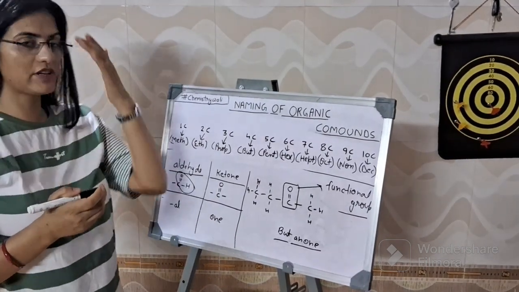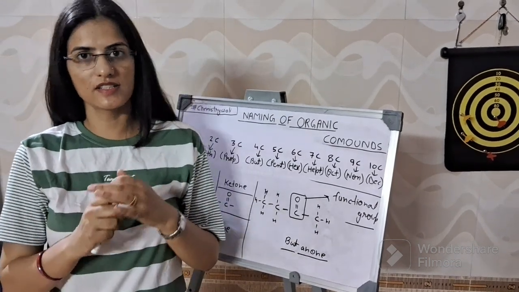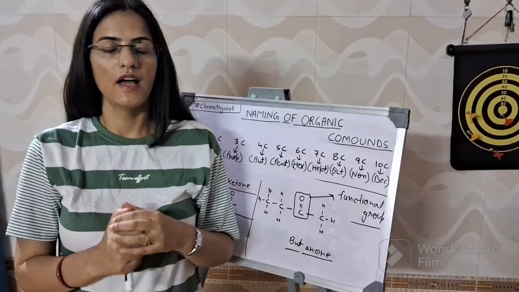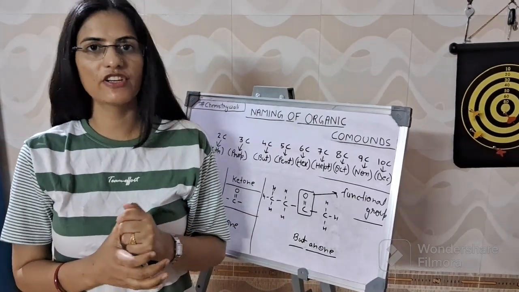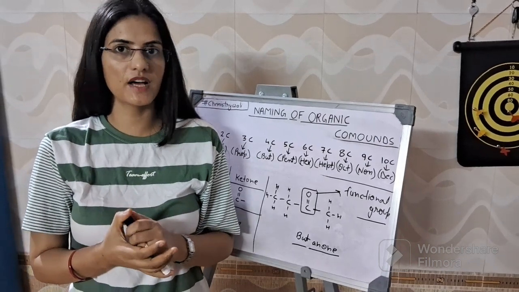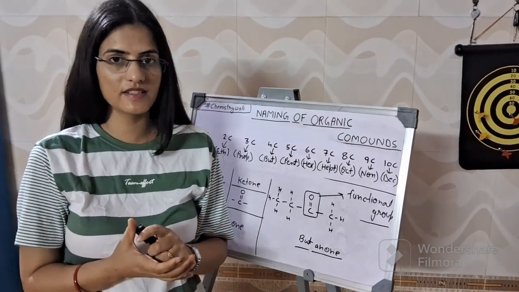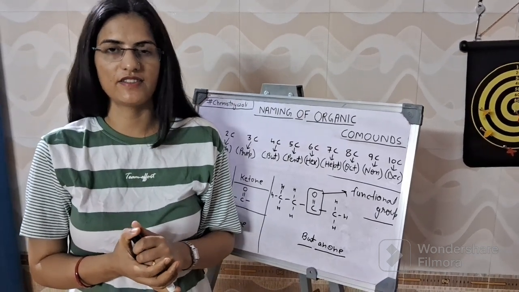In today's video we learned how to name organic compounds if functional groups are there, and if single bonds, double bonds and triple bonds are there. In the next video we will learn about other functional groups. More functional groups are also there, such as ethers, amides, esters, etc.